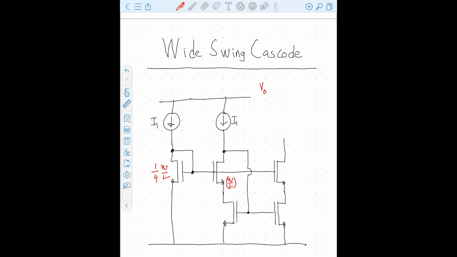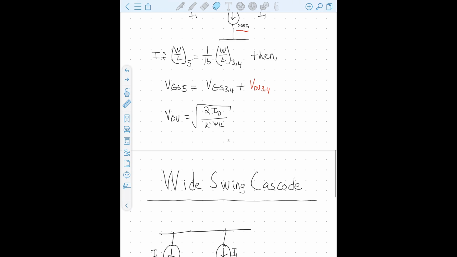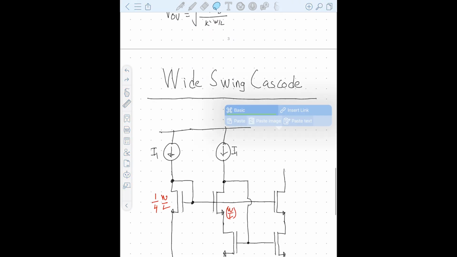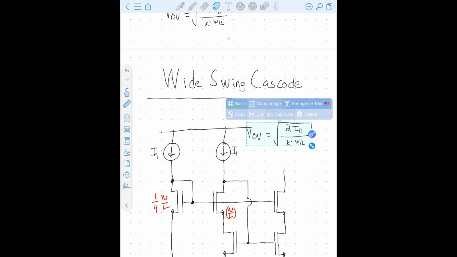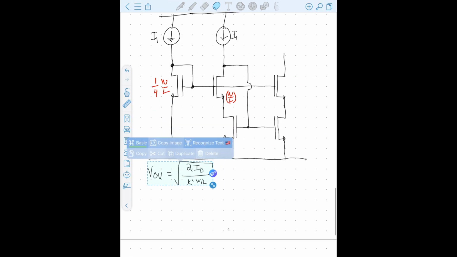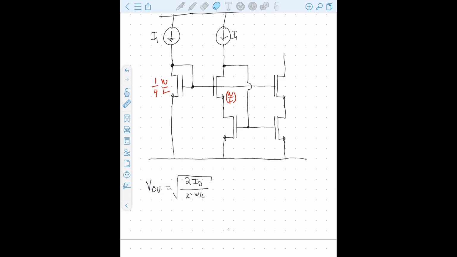And as I drew above, the equation that we have is VOV is equal to the square root of 2 ID over K prime W over L. All right, pull that down here so we can start discussing that. So, just the same as above, if we have a quarter W over L, then what this works out to be is the root of 2 ID over K prime times 1/4 W over L. And then from here you can pull out a 2 term. So that works out to be 2 VOV.